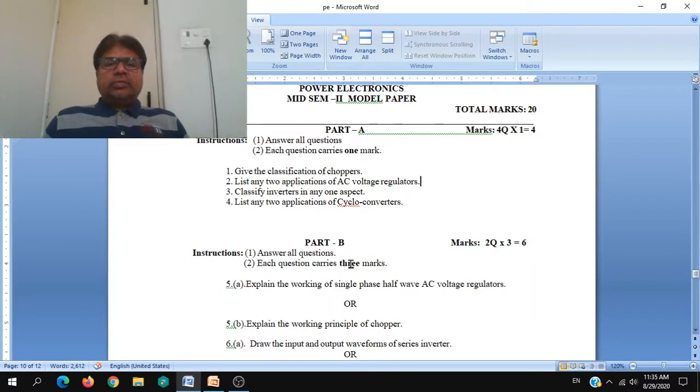And the next 3 and 4 come from the fourth chapter, that is, classify inverters in any one aspect, only one aspect. There is a very big classification for inverters. You are asked to write the classification from only one aspect. Next, list any two applications of cycloconverters, any two applications only.